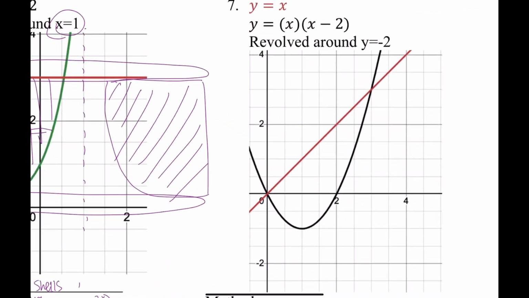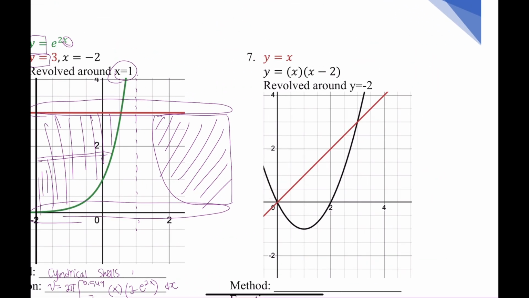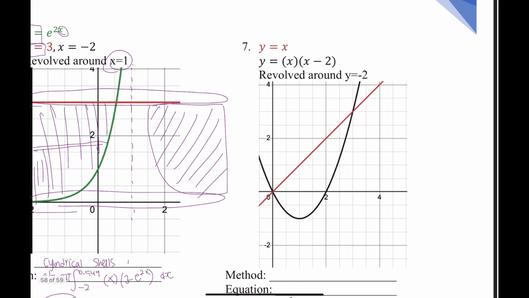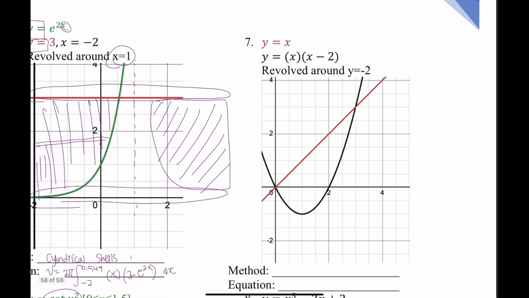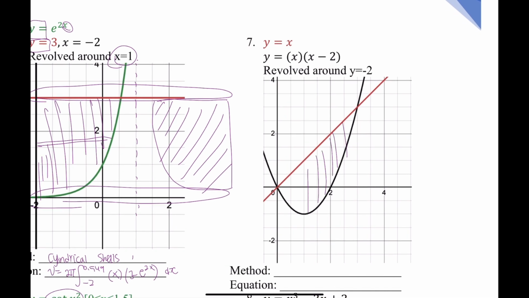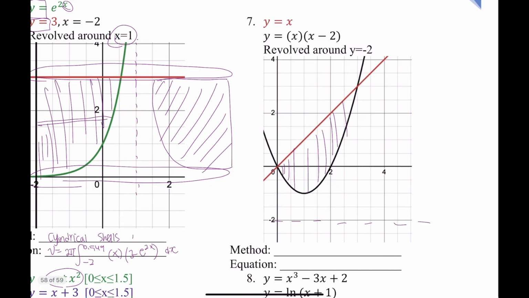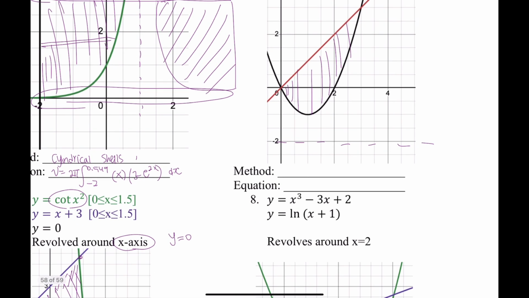And then number 7. So y equals x, and this is revolved around y equals -2. So we're not using cylindrical shells for sure. This is the area bounded, and we're revolving this around this line. So there obviously is a hollow space. It's going to look a little bit like a little butterfly with a hollow space in the middle. So we're going to be using the washer method.